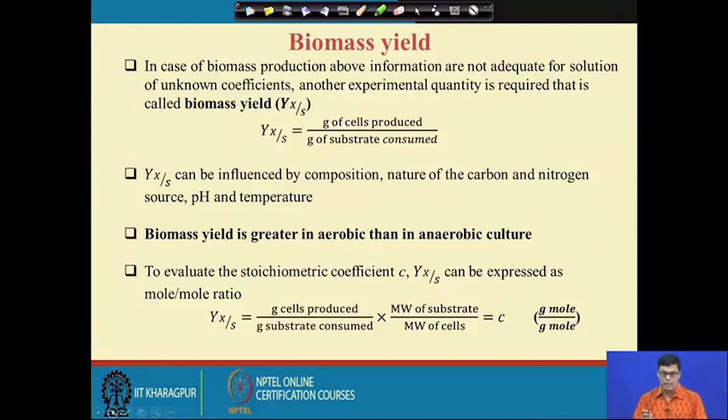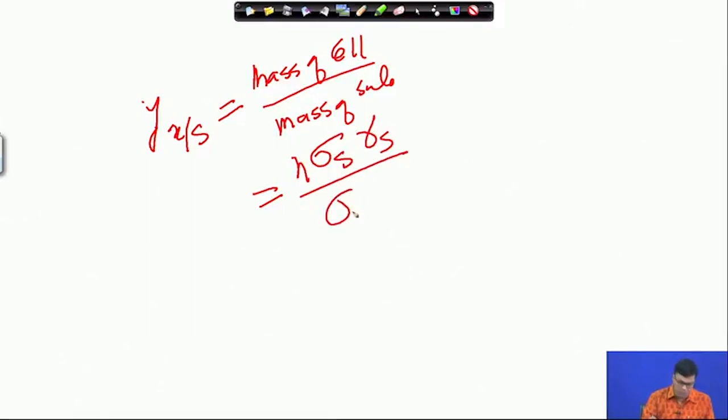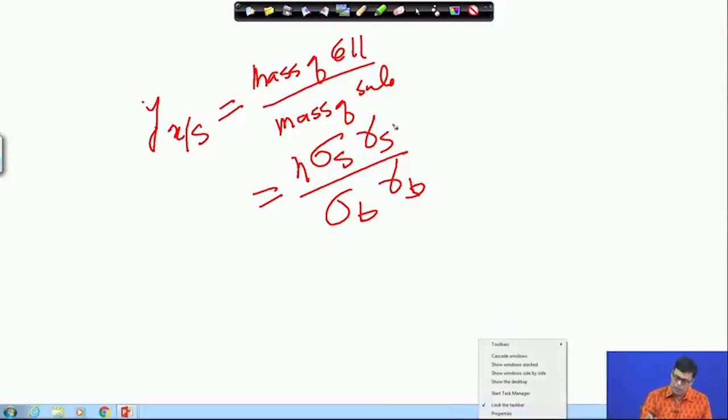Now, biomass yield is another very interesting thing, let me explain that. Y_X/S is equal to mass of cells per mass of substrate consumed. Now this is equal to eta sigma_S gamma_S over gamma_B and sigma_B, where B stands for biomass. Now the question is, how has this equation come?